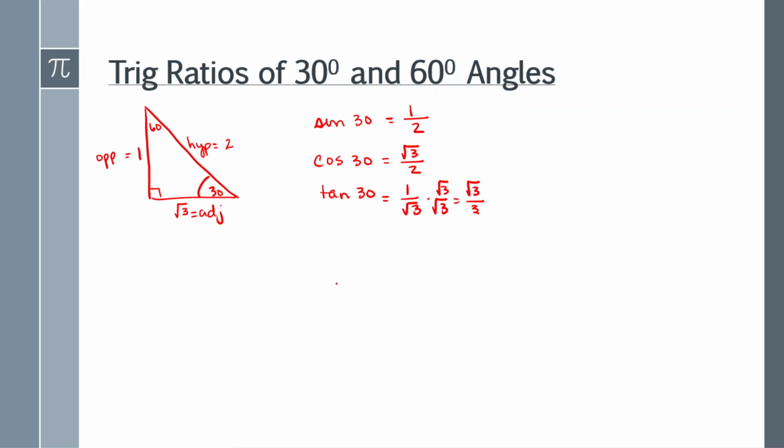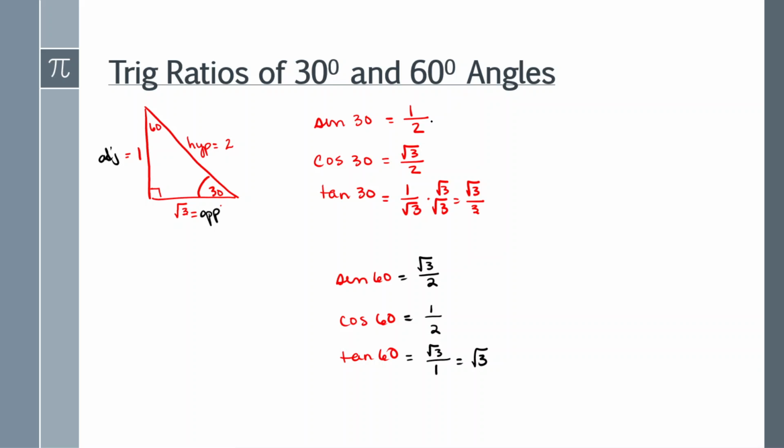Okay, now we can do these same things for 60 degrees. If we're doing the 60 degree angle, we're going to rename these now. For the 60 degree angle, this is now the adjacent, and this is now the opposite. So sine is now square root of 3 over 2. Cosine is now 1 over 2. And tangent is now going to be square root of 3 over 1.